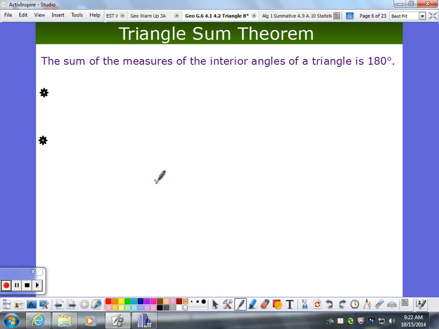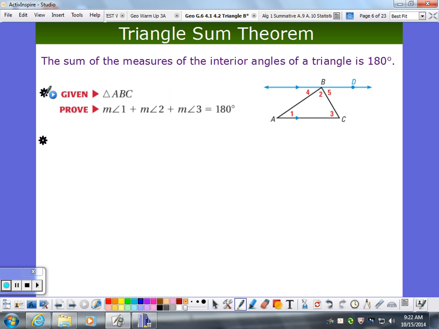The triangle sum theorem, I think most of you know this. The triangle sum theorem states that the sum of the measures of the interior angles of a triangle is 180 degrees. Who's heard that before? Just a few? Oh, we all kind of sort of knew that. I'm going to try and just prove it real briefly so that we can use this theorem.